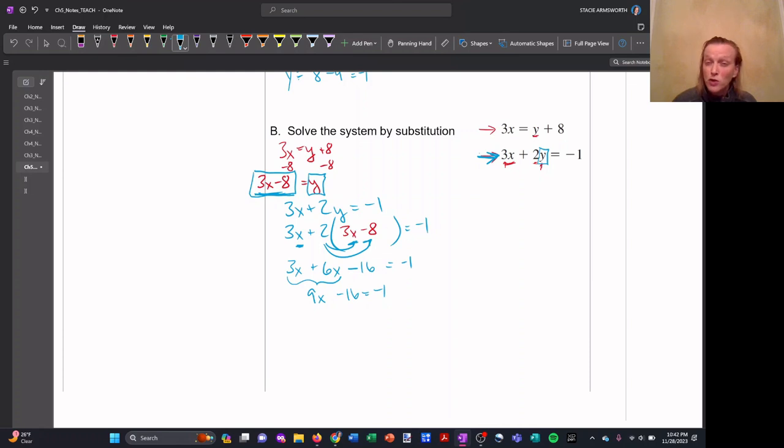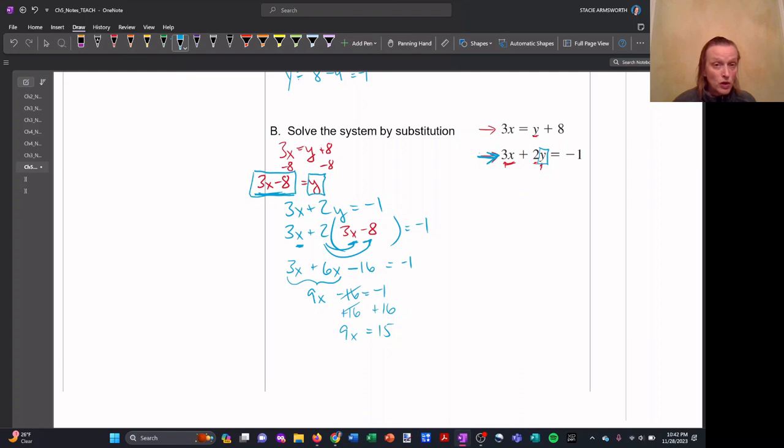We do this in reverse PEMDAS order. When you're solving for a variable, you go in reverse PEMDAS order. So I'm going to take care of any addition, subtraction I see first. And this 16 is being subtracted from the x. So I'm going to get rid of that 16 by doing the opposite, by adding it. And then I have 9x equals positive 15.